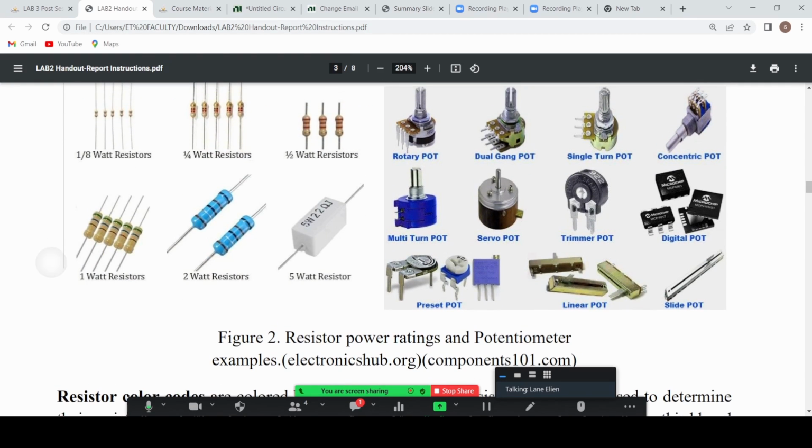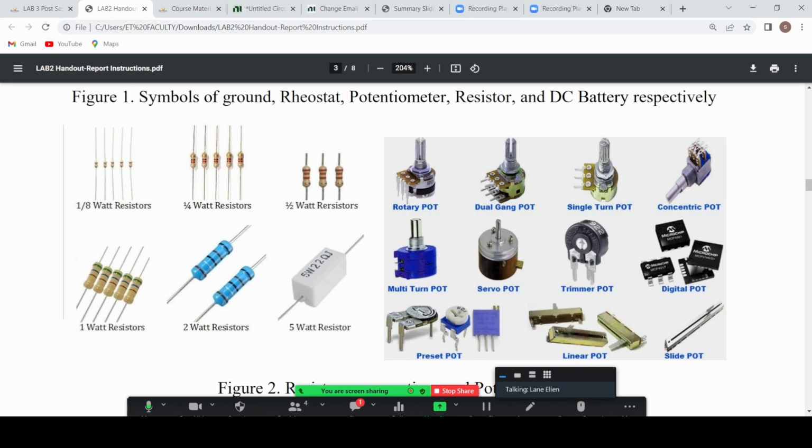Next we have resistor power ratings and potentiometer examples. This is from Circuits 101 or Electronics Hub. If you have a look here, we can see that we have different resistors with different power ratings, right? And notice that the size is different. So the larger the component, most times, the more heat it can dissipate, right?